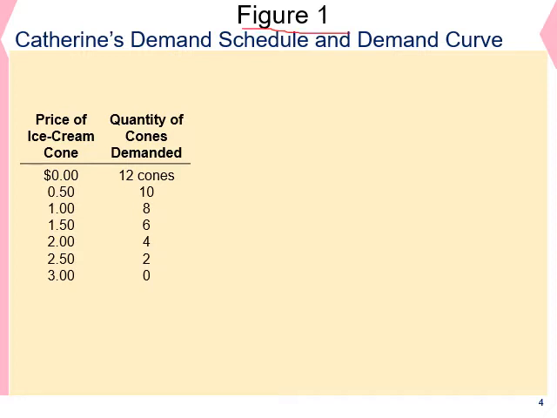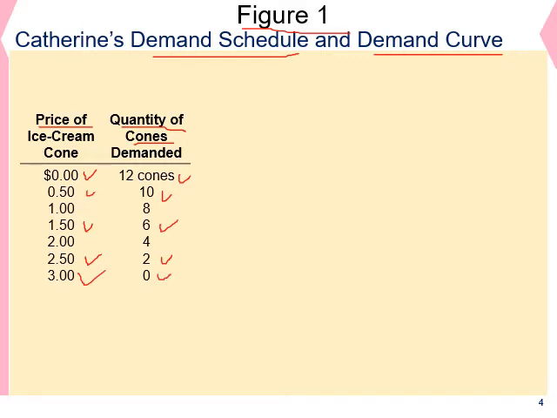Figure 1 shows Catherine's demand schedule and demand curve. Catherine's demand schedule depends on the price of ice cream and the quantity of cones demanded. For instance, at $0, she purchases 12 cones. At 50 cents, she purchases 10 cones. At $1.50, she purchases 6 cones. At $2.50, she purchases 2 cones. At $3, she purchases nothing.